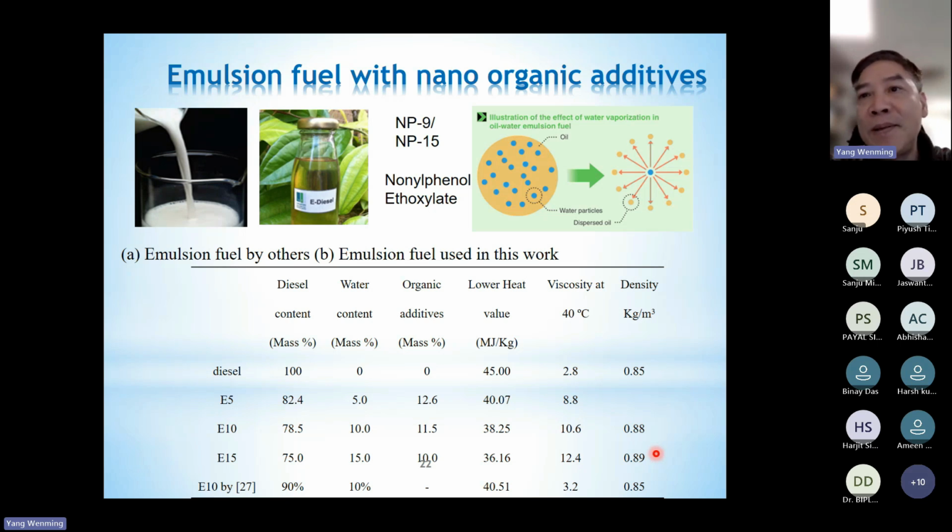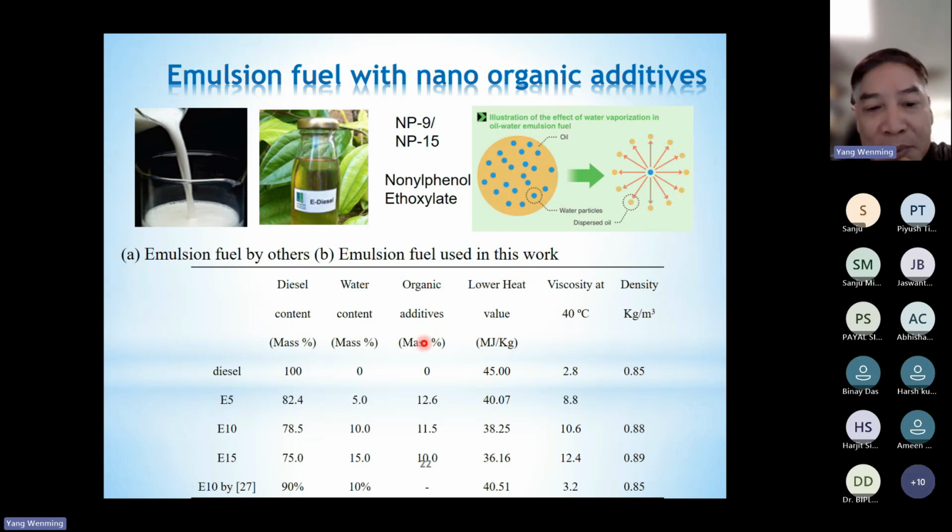Any more different opinions? Okay, you can look at this: water. So what is the density of water? 1000 kg per cubic meter, correct? Diesel fuel is about 815 kg per cubic meter. So with the increase of water percentage, the density will increase because water has a higher density, correct?